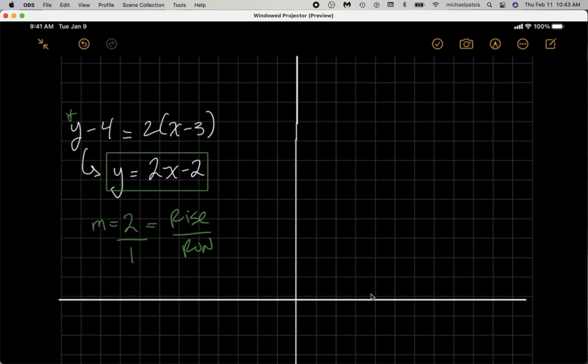We go to the y-intercept. We take the y-intercept exactly as it is, sign and all. We go to -2 on the y-axis. We always do the run first, and it's always in the positive direction. So there we're running 1 and we're rising 2. Running 1 and rising 2 in the positive direction. Here's your line.